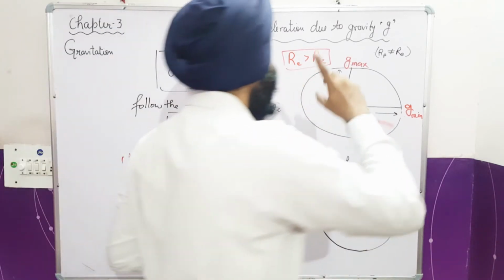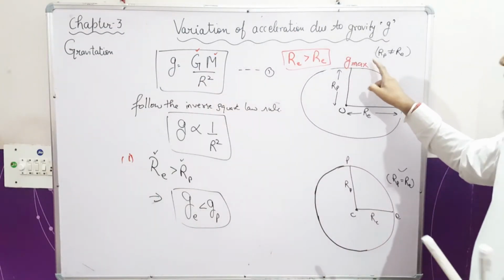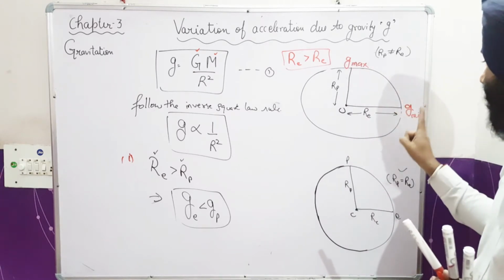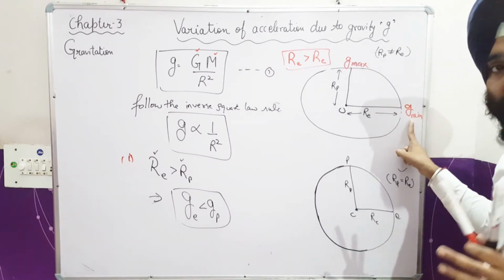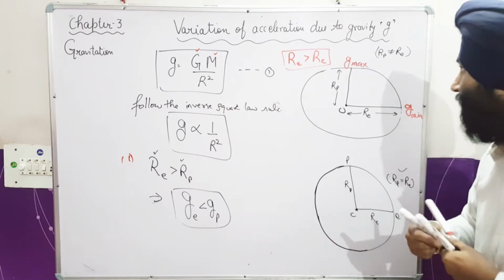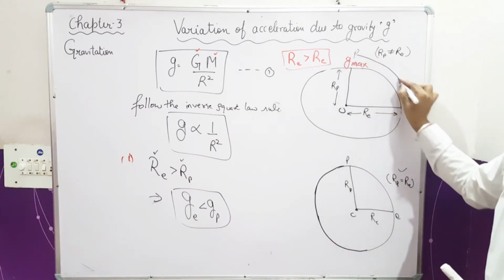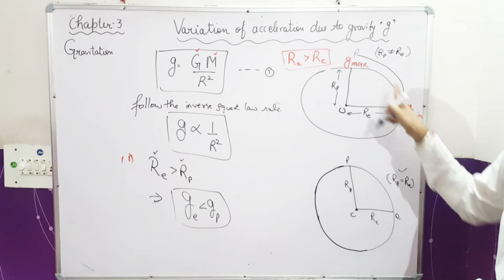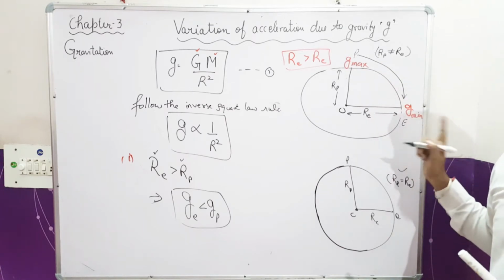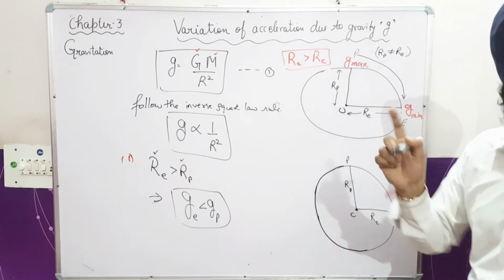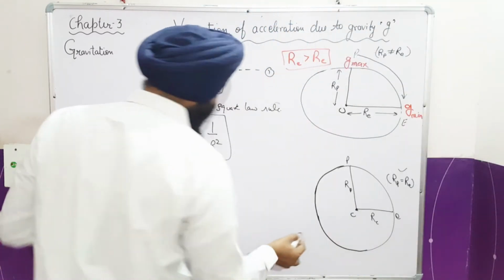तो मैंने वही लिखा, the gravity at pole बच्चे is maximum and gravity at equator is minimum. It means if we come from pole to equator, कहां से कहां? पोल से इक्वेटर की तरफ, तो ग्रेविटी की वैल्यू क्या होगी बच्चे? Decrease होगी.